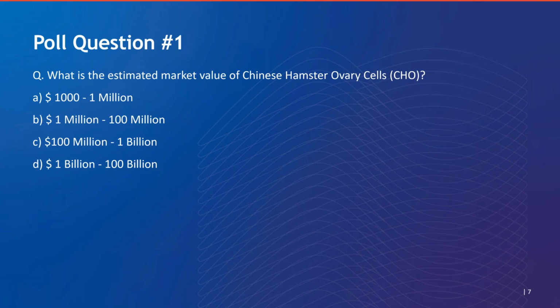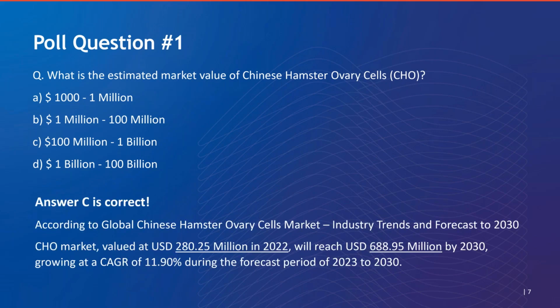Thank you. Beautiful. So I think 31% of the audience made a correct choice. The correct answer that we have is C. According to this reference, CHO market valued at about $280 million in 2022. Wow. And that is expected to reach about $688 million by 2030. And thank you for participating in this round of poll question. So now I'm going to continue and go to the next slide.